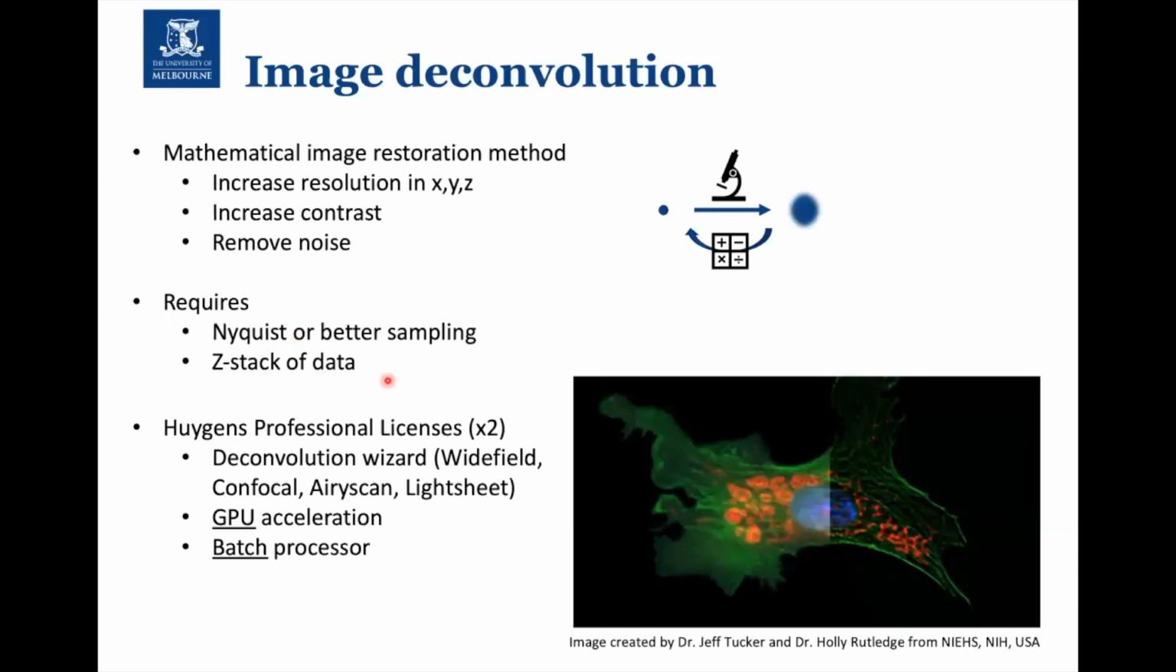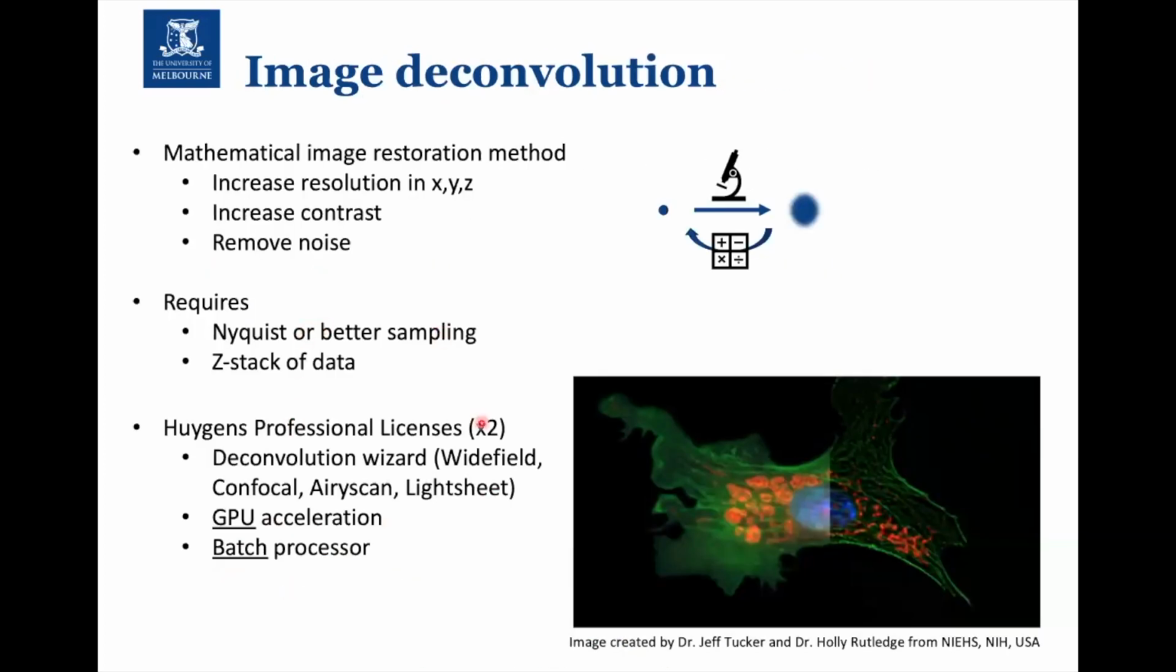There are a number of different software packages available. Some of the vendors have them on instruments, but we have 2 Huygens Professional licenses available within the platform for people to access, and that will work on Widefield, Confocal, Airyscan, and also Lightsheet data. It's GPU accelerated, so it goes much faster, and we can also run processing in batch as well.